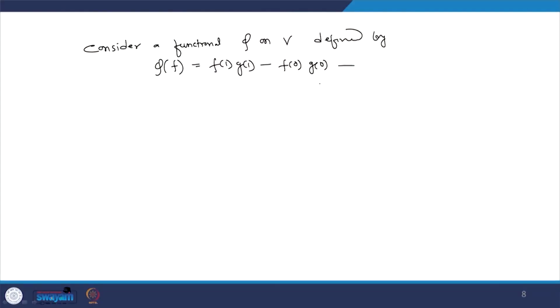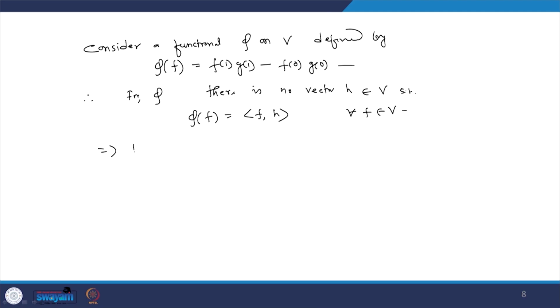So, therefore, for this linear functional there is no fixed vector, say h, such that this will be equal to the inner product of f and h. So, this implies that for phi there is no vector, say H, belonging to V such that phi of f equals the inner product of f and H for all f belonging to V.